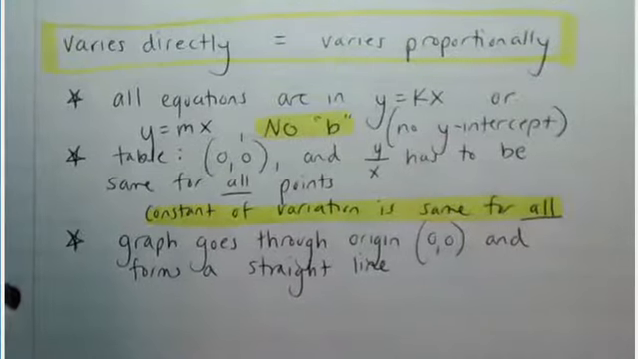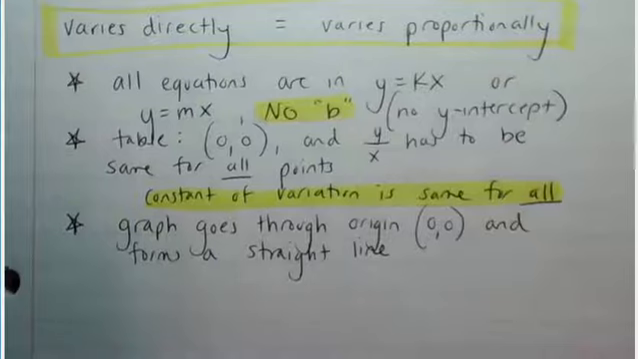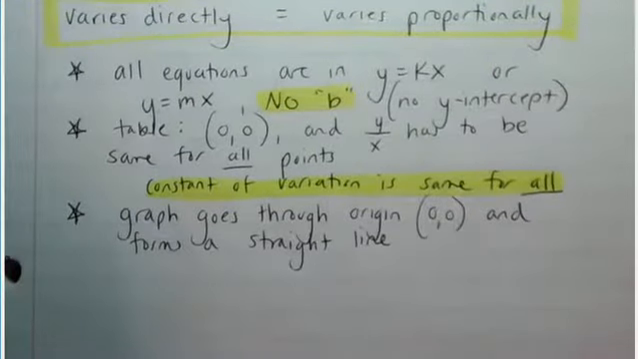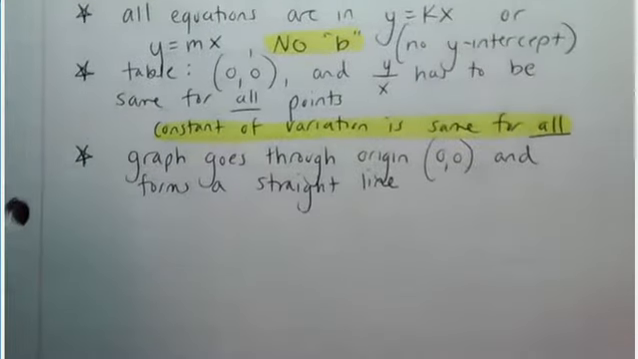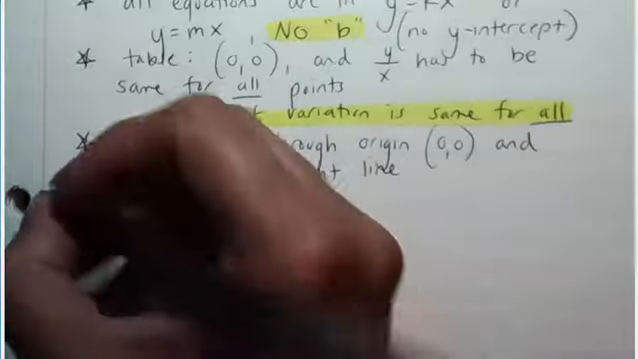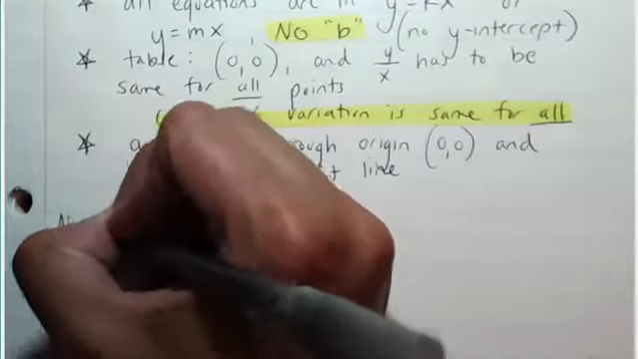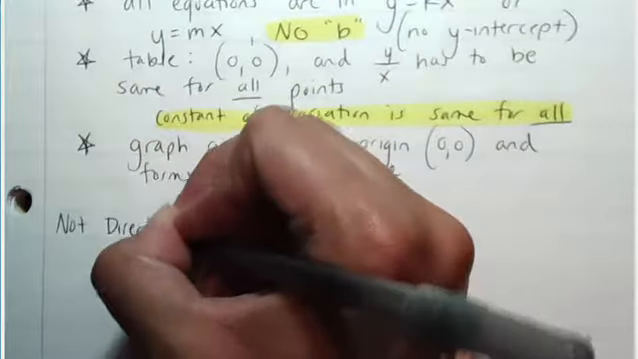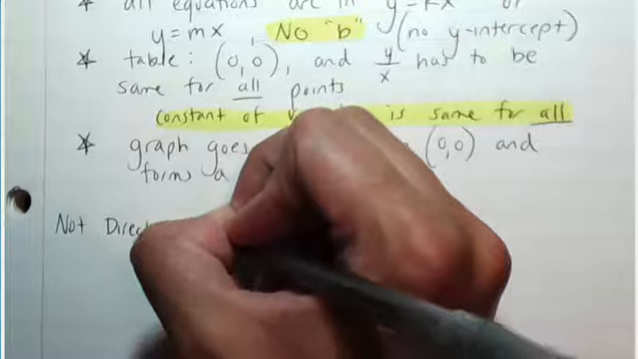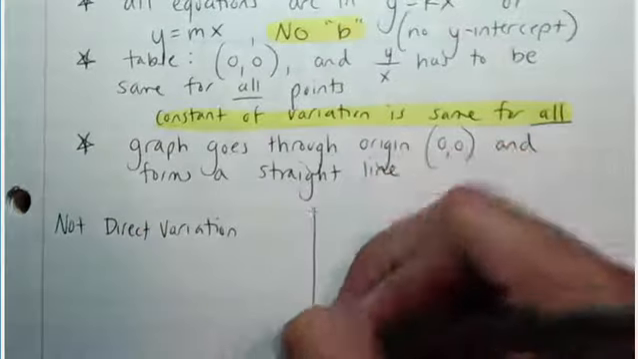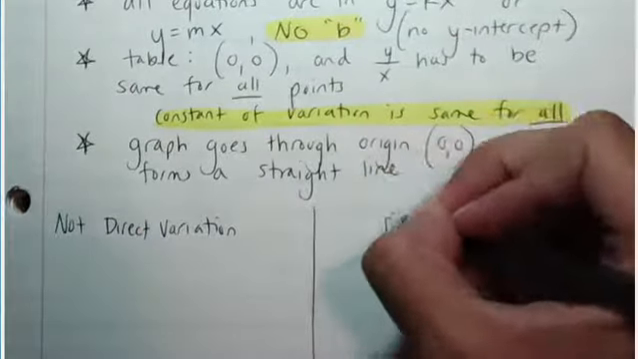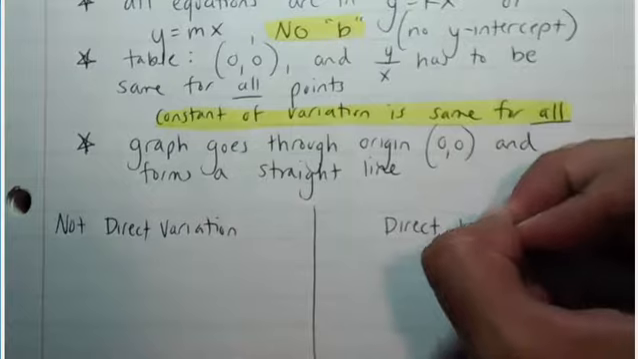Okay, so let's just recap briefly. Let's make a t-chart of something that's not a direct variation versus a direct variation. So I'm going to make a t-chart, not a direct variation on one side versus a direct variation on the other.